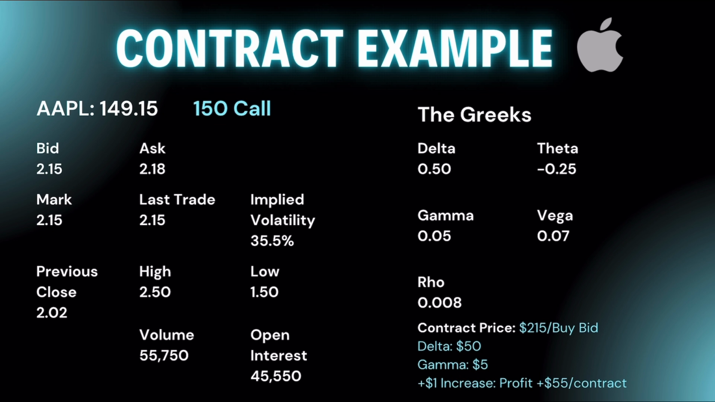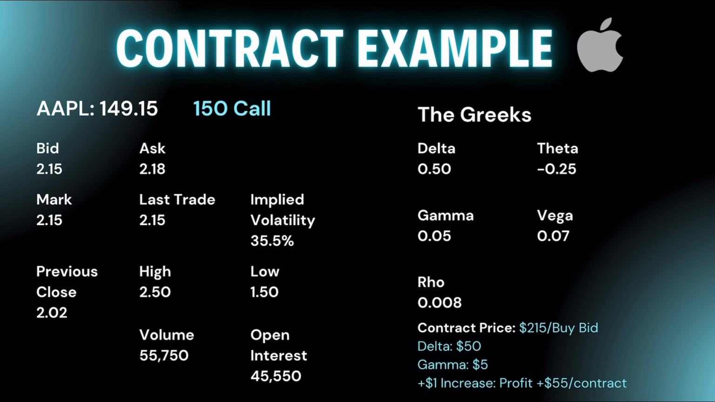Now, if it does that incrementally, then of course you have to also add the gamma because they go hand in hand. So what does this mean? It means you would increase your profit by $55 per contract that you put a play in with this particular example, okay? So let's look at a 155 call. That way you guys can see the differences.